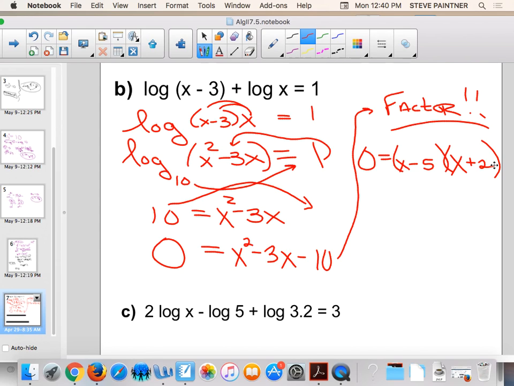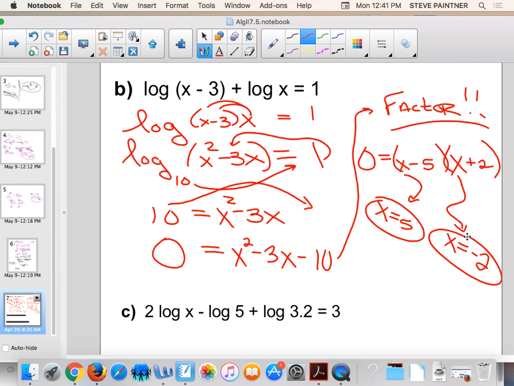Is that the answer then? No. When is this times this going to be 0? When this x is what? 5. And when this x is what? Negative 2. You okay with that? Okay, time out. Don't take off on me. Don't go to the next problem. You gotta look at this. If you check this number out, put a 5 in here, put a 5 in here. Is it gonna work? Yep.